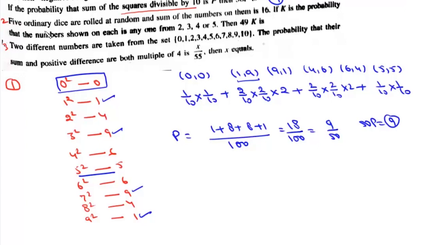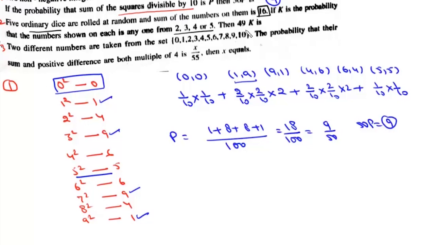Now the next one is: 5 ordinary dice are rolled at random and the sum of the numbers on them is 16. If K is the probability that the number shown on each is any one from 2, 3, 4 or 5, then 49K is. Now this is a conditional probability question. We have to find the probability that the number shown is any one from 2, 3, 4 or 5 when we are given that the sum of numbers on it is 16.